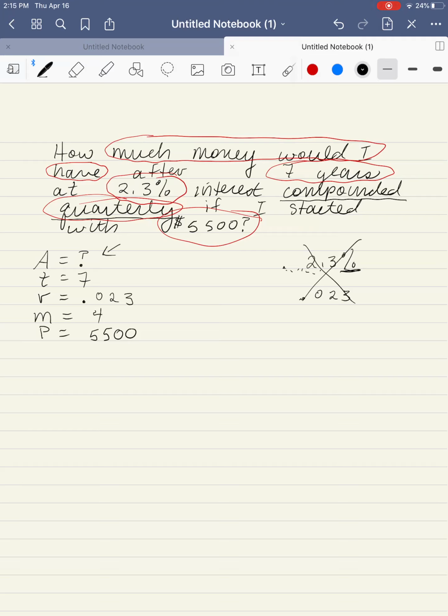So I recommend that you actually write each of these variables and what they're equal to, including what we're looking for. That's like identifying your variable, because we're going to see later that we'll be finding different ones of these variables. And because it's compounded quarterly, I know I'm using the compound interest formula, so I write that down on my paper. And then I plug in all of my numbers in the appropriate spots.